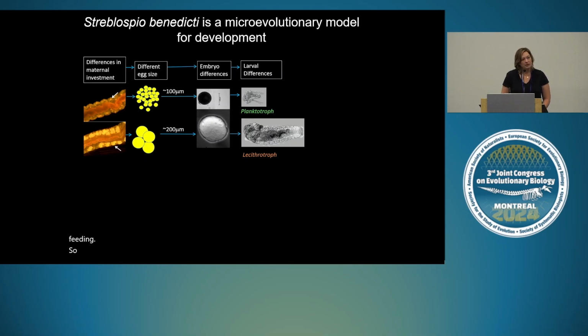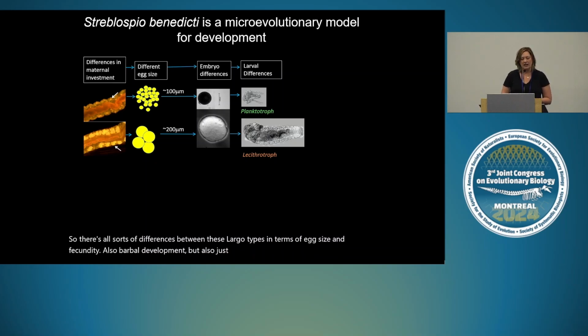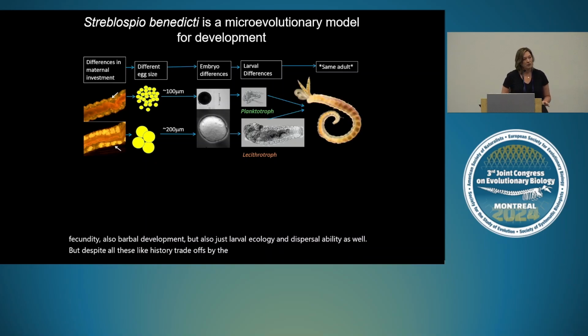So there are all sorts of differences between these larval types in terms of egg size and fecundity, also larval development, but also larval ecology and dispersal ability. But despite all of these life history trade-offs, by the time they metamorphose into juveniles, they're morphologically indistinguishable. And as adults, they occupy the same niches. So what we have here is a dimorphism that's really only contained in the developmental stages. What's really important to remember about Streblospio is that these individuals cannot switch back and forth between which type of offspring they're going to make. It is set, it's fixed, it's highly heritable, so this is due to genetic components.